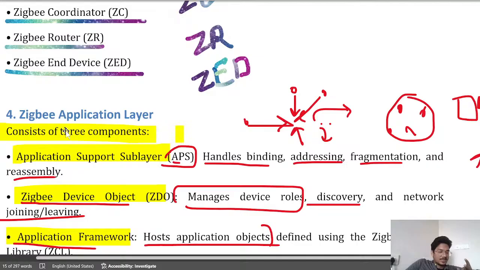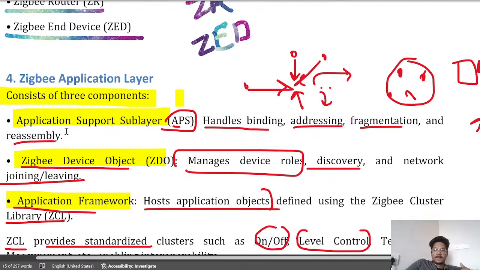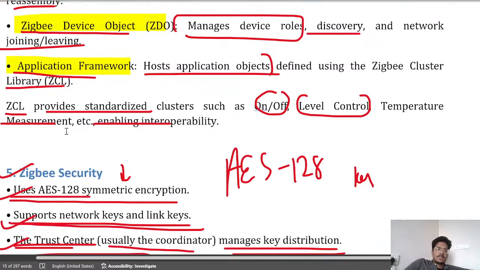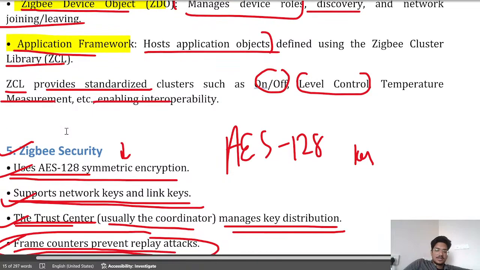The Zigbee application layer consists of three components. First is the application support sublayer, which handles binding, addressing, fragmentation, and assembly. Then the Zigbee device object manages device discovery and network joining and leaving. The application framework hosts application objects using the Zigbee cluster library, which provides standard clusters with on-off, level control, and temperature management features and enables interoperability.